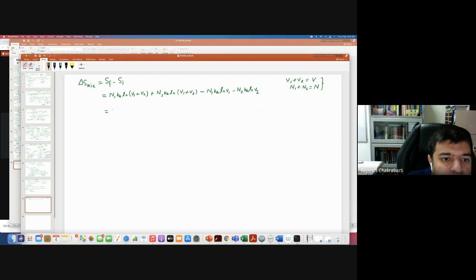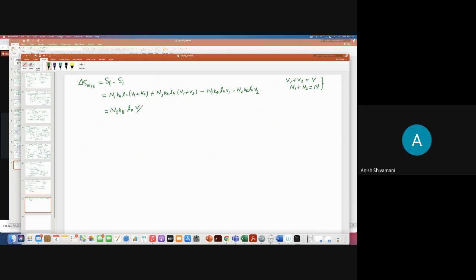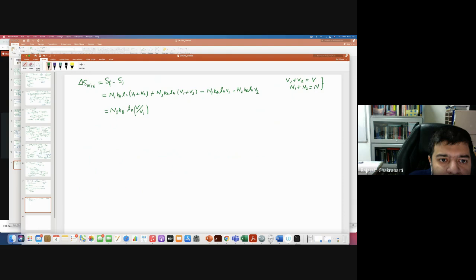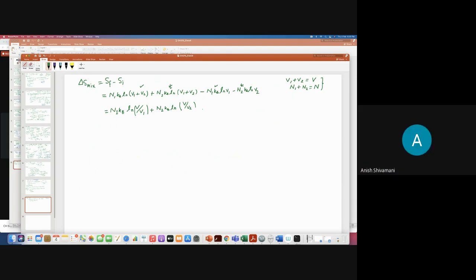How do I rearrange? I say N1, this term and this term I can combine. N1 kb ln this plus minus this is going to be what? It is ln V by V1. Fine. This one, and this one. Then I do this one and this one. This one and this one will give you plus N2 kb ln V by V2. This is fine.